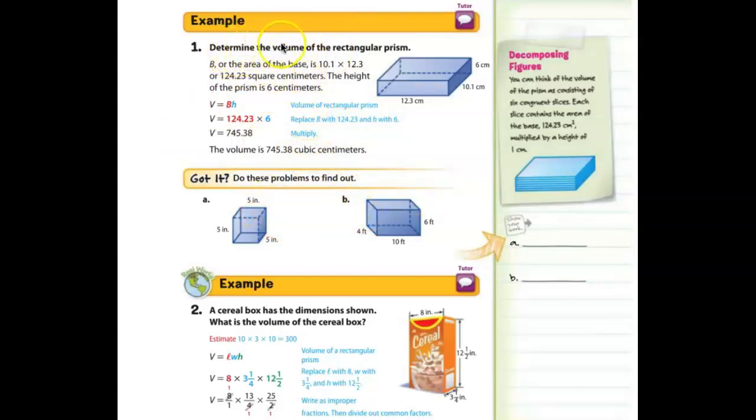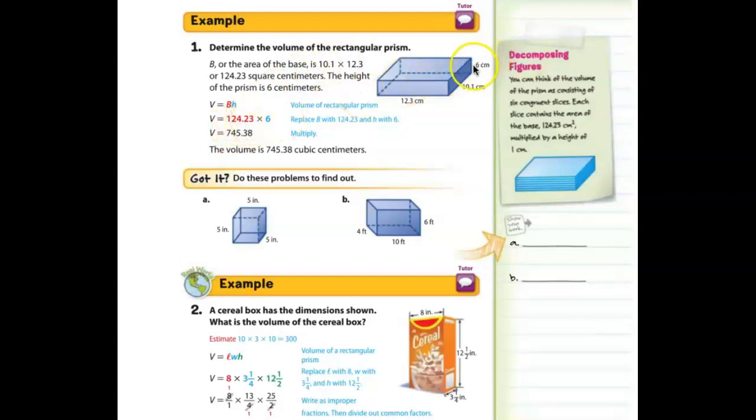It says determine the volume of the rectangular prism. We're going to multiply the length and width of the base to find its area. So that's what the capital B is. So that's going to be 12 and 3/10 times 10 and 1/10. And if you struggle with multiplying by decimals, please come see me at Math Help. And so once they've calculated that, it was 124 and 23 hundredths.